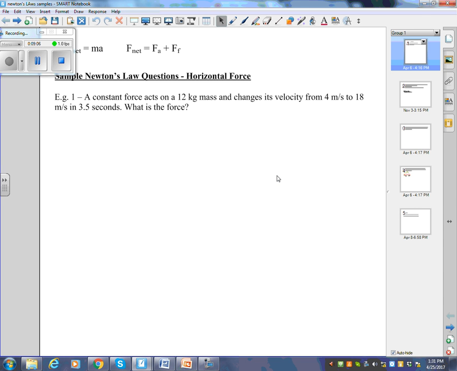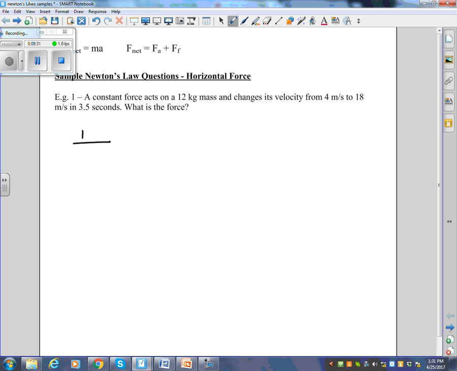A constant force acts on a 12 kilogram mass and changes its velocity from 4 to 18 meters per second in 3.5 seconds. What is the force? Okay, so let's start by drawing this free body diagram. Eventually, on some of the easier ones, you'll realize I don't really need to draw that. You just get the picture in your head, right? But let's draw it for now. What is the force? So we've likely got an object.